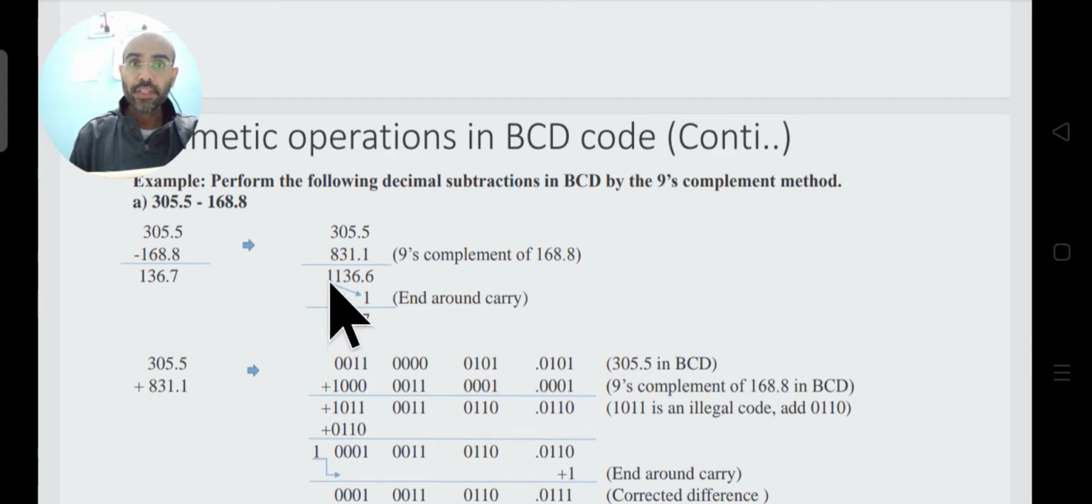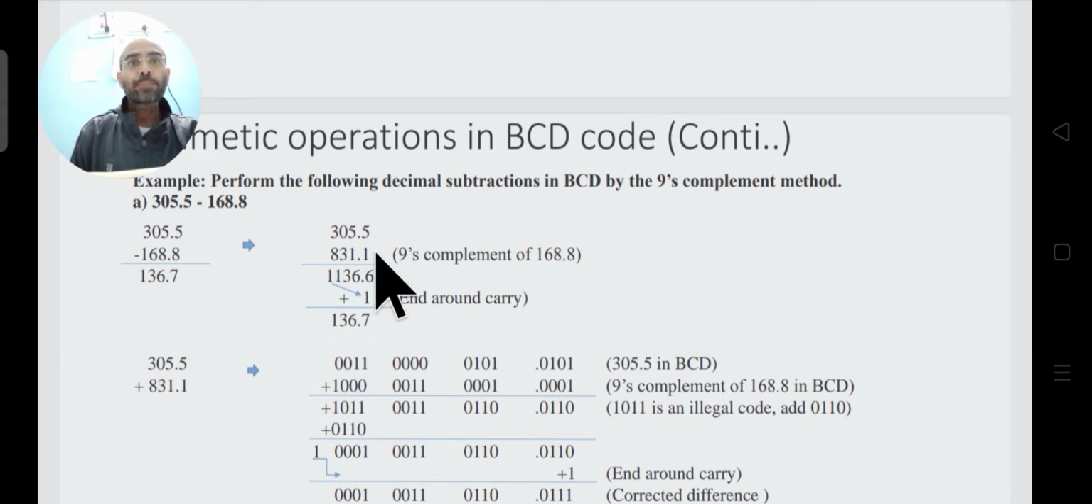Now we have to see whether the carry is generated or not. In case of the 9's complement method, if the carry is generated, then we call it the end around carry. So we add the carry to the last digit, at the decimal point. The carry is generated, so it is added here. After adding it, we get the correct answer, 136.7. This is the normal subtraction answer, and this is the subtraction answer using the 9's complement in the decimal number system.